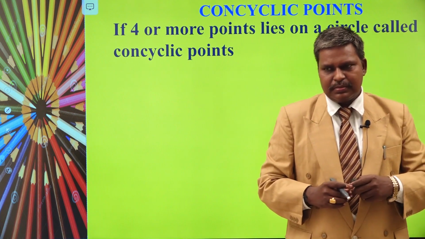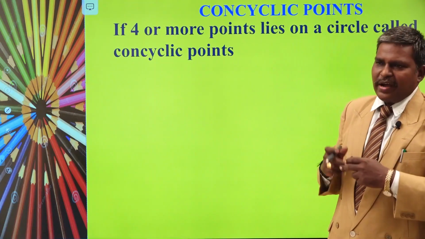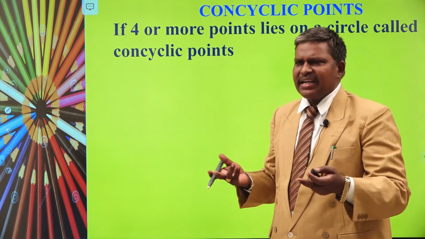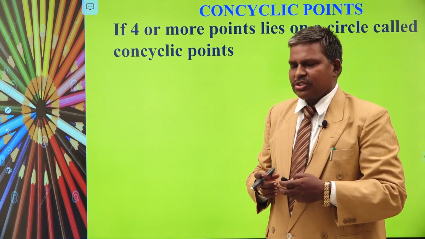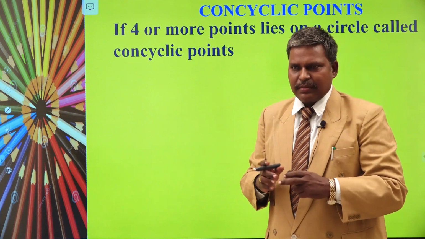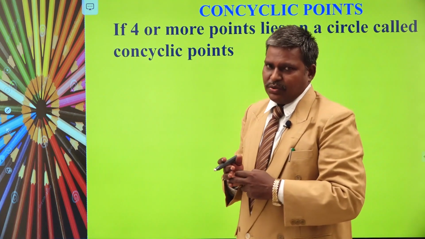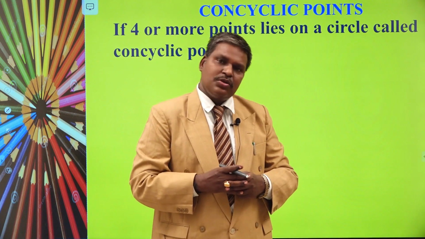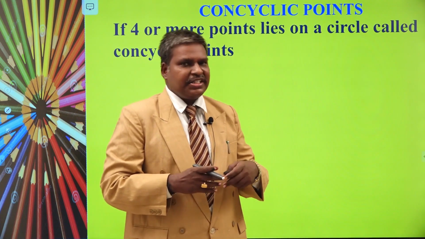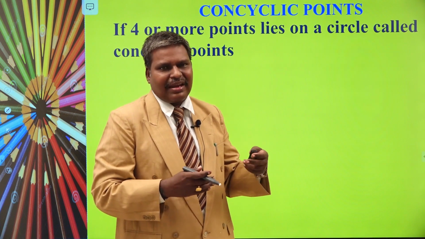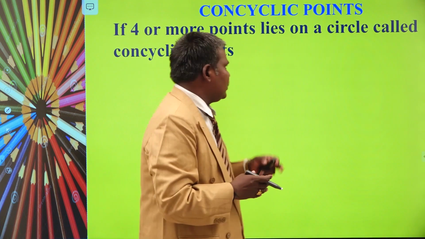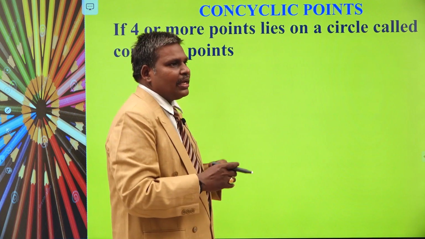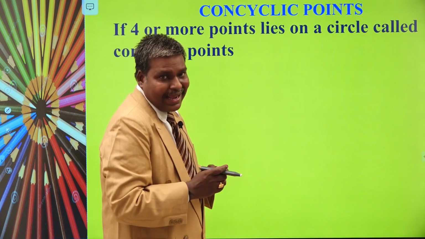Simple definition. Suppose there are 3 points which form a triangle, I mean they are not collinear. Immediately there exists a unique circle passing through those 3 points. That is not a matter. Suppose 4 points, you have their coordinates. If they satisfy some equation, we say that those 4 points are concyclic. Instead of 4, you may have 5, 6, 7, 8, whatever it may be. So we say that 4 or more points are said to be concyclic if they lie on a circle.